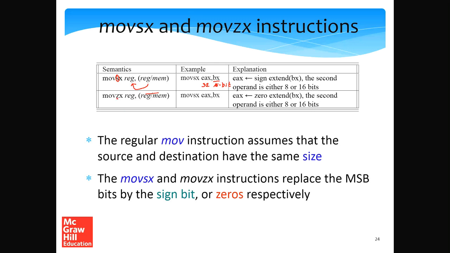Similarly, we have the move ZX instruction, where we don't extend the sign but treat it as an unsigned number. So we zero extend it, which means that we add the MSB bits. Instead of them being replaced by the sign bit, they are replaced by the number 0, and this number is stored in the register EAX. In this case also the second operand can be either 8 or 16 bits, but instead of extending the sign, we treat the number in the smaller register BX as unsigned. Sorry, we don't replace the MSB bits, but set the MSB bits to be 0.